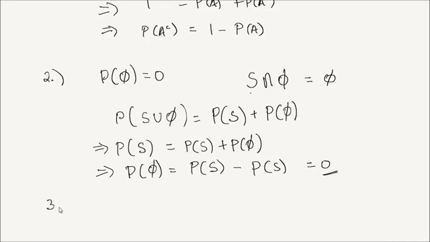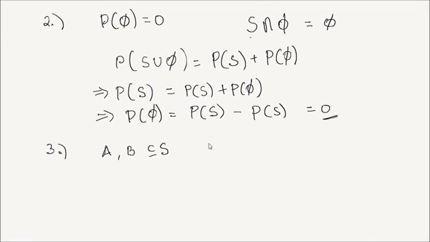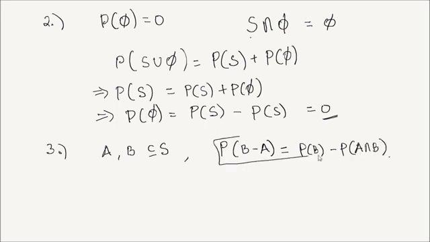Property number 3. For two events A and B, which are subsets of the sample space, we have the probability of B minus A is equal to the probability of B minus the probability of A intersection B. That's the third property. Sorry. Let's show that.